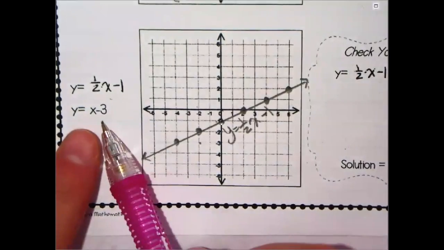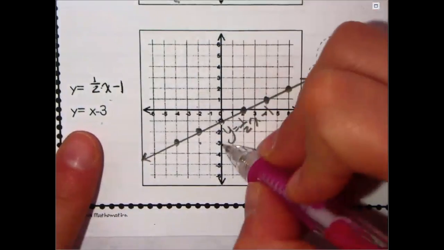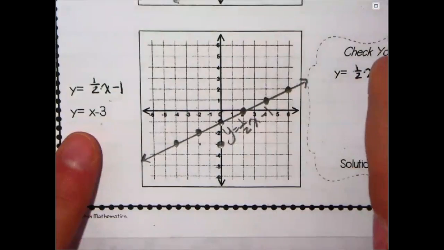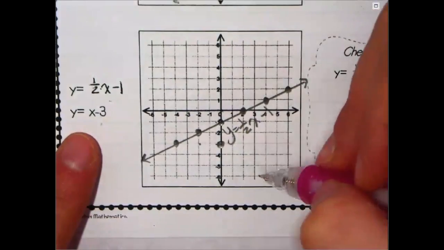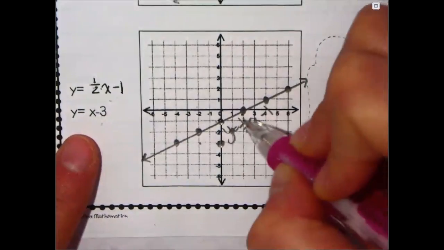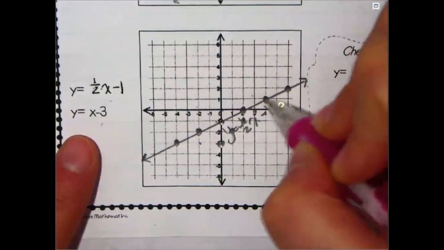All right, so let's graph our second one. What's our y-intercept here? Negative 3. And what's my slope? 1. Positive, right? Increase by 1, increase by 1. Increase by 1, increase by 1.